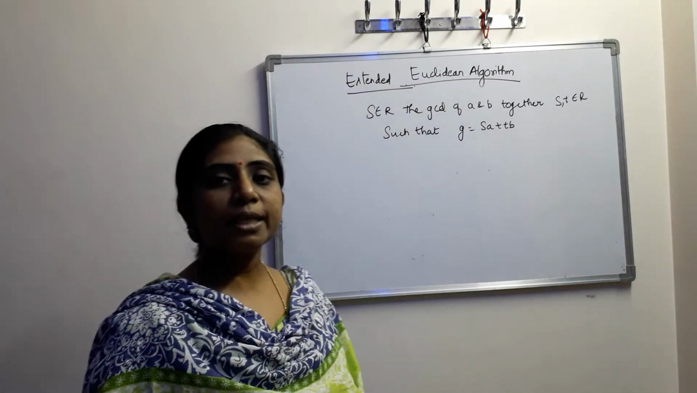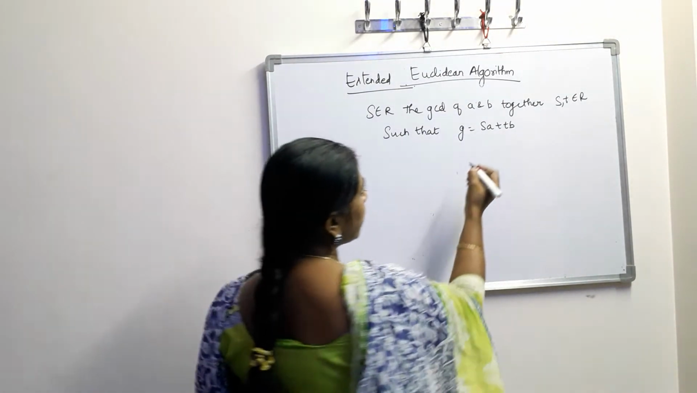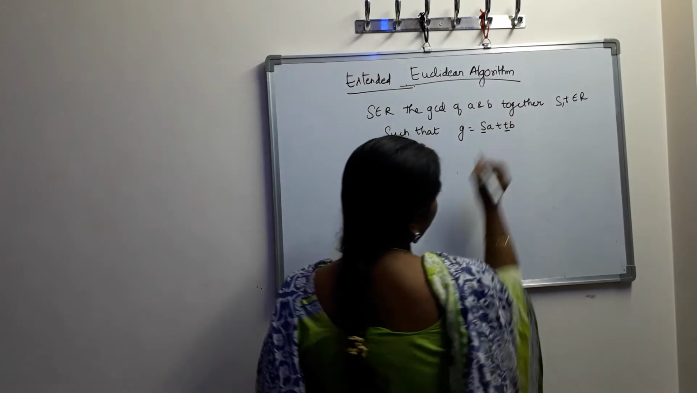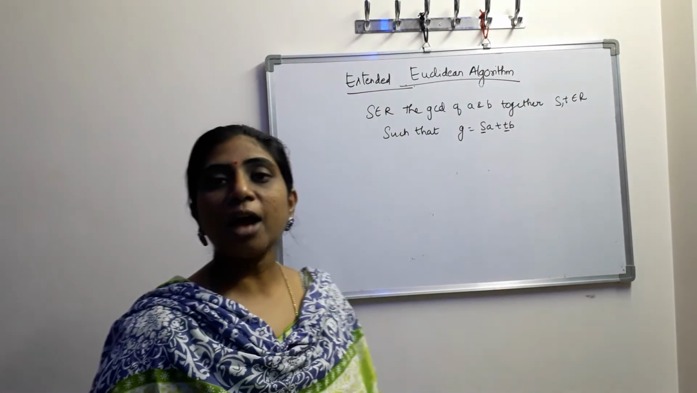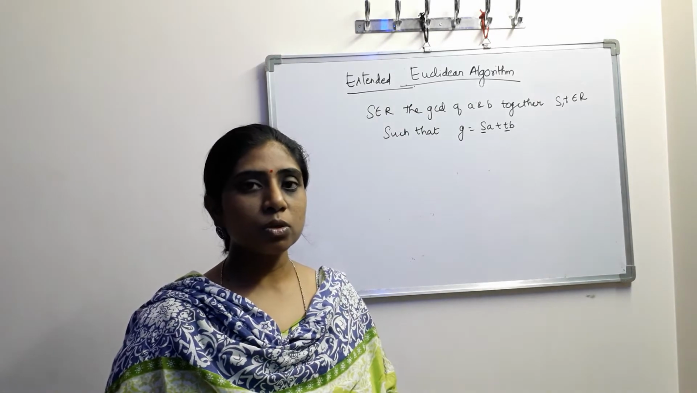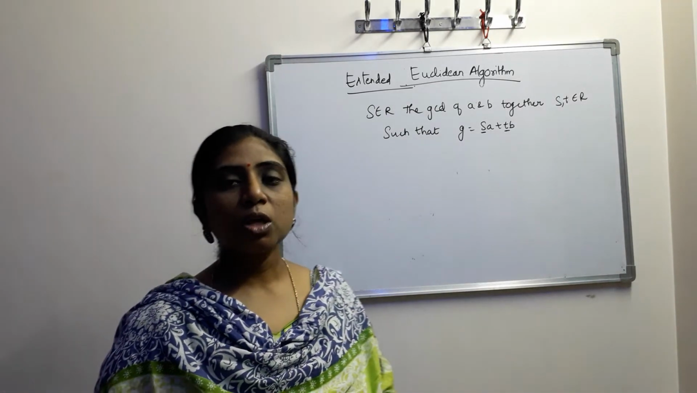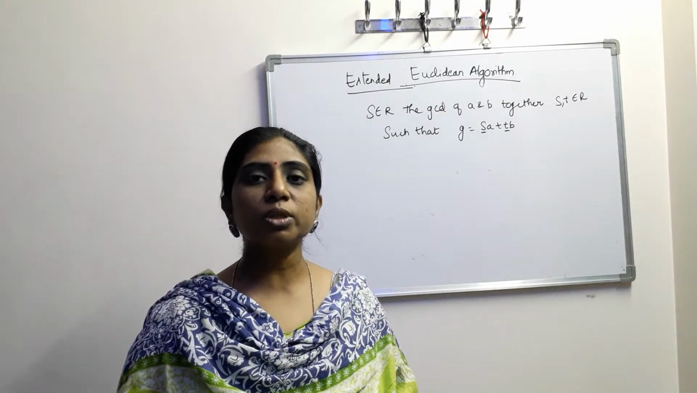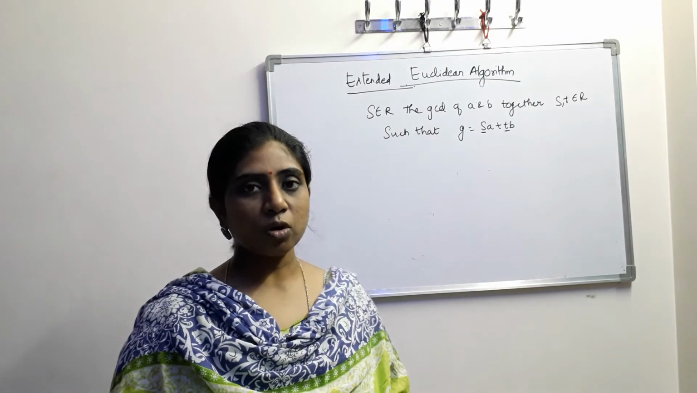Now let us take the example. We need to find out here the S values and T values. So here we have two methods. Let us discuss the two methods. So let us see the first method. In the first method, according to the Euclidean algorithm, we are going to solve.